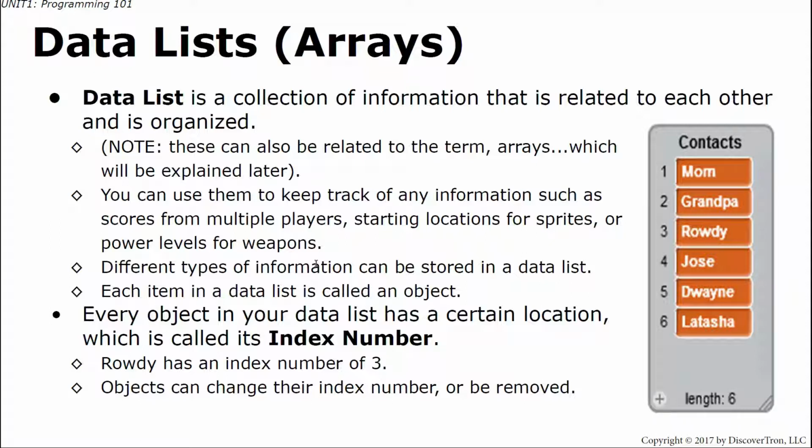All right, so next bullet point, every object in your data list has a certain location, and that's called its index number. If you look over here on my list of contacts, we have index numbers on the left-hand side for representing each of the different entries in my data list. So my dog Rowdy, he's at index position number 3. And these items can be removed or they can have additional names added to them. Okay, so this is a very versatile and a very dynamic data list.